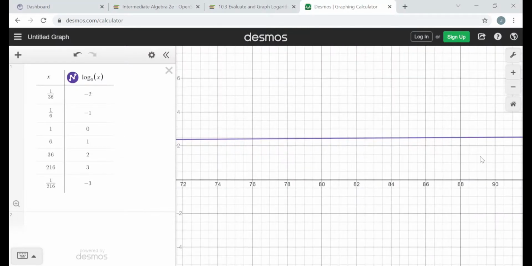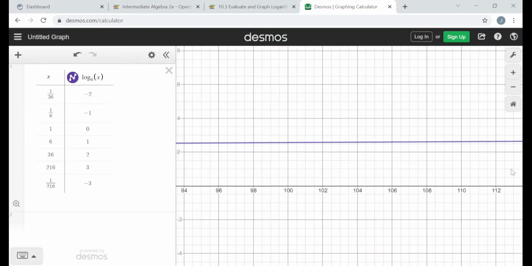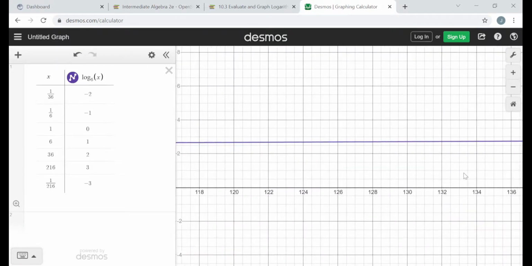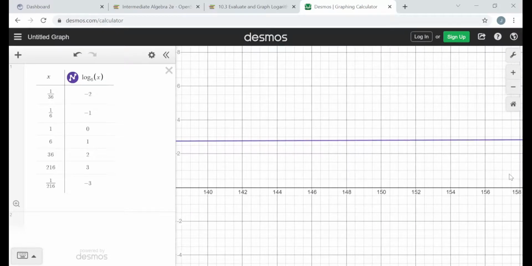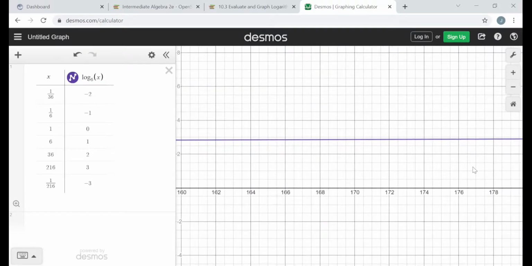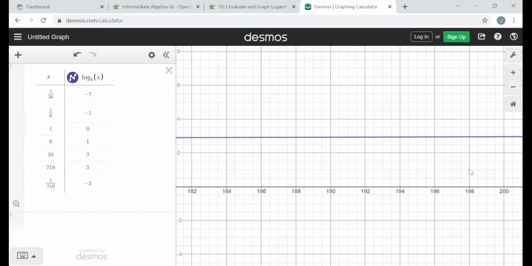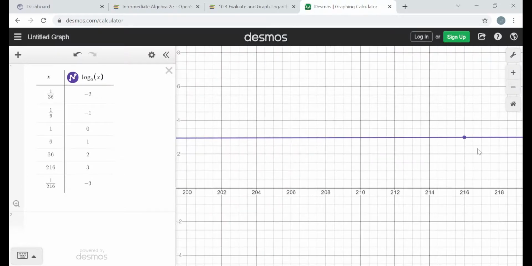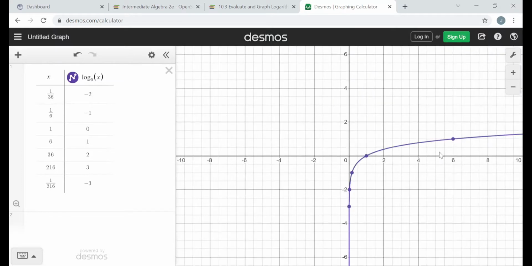Well, I don't feel like scrolling that far. I guess it won't take that long, but you have to go out to 216 to get an output of 3. Here it is. And then you have to go out to 6 to the 4th power to get an output of 4. It would take quite a long time, but it increases still, just very, very slowly. Okay, wonderful.